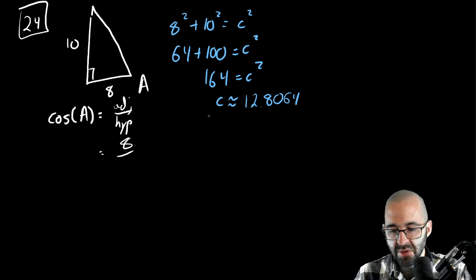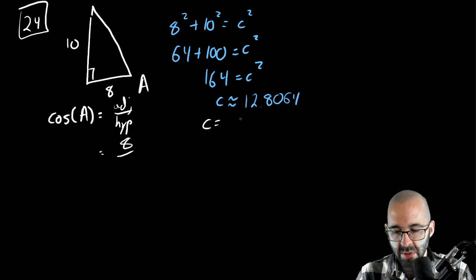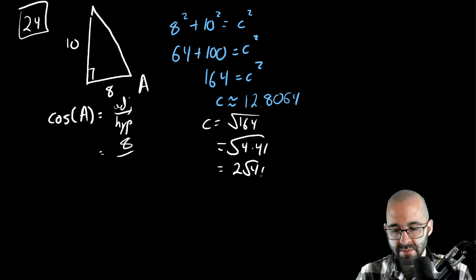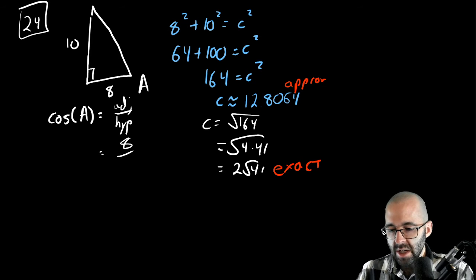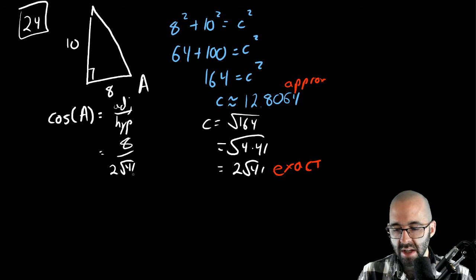164, if you wanted to simplify it, right? C is also equal to the square root of 164, which is 4 times 41. So that's 2 root 41. Again, this right here is the approximate, and this down here is the exact. All right. So you can choose whichever one you want. Let's use the exact right here. But usually I'll specify. The book doesn't specify here.